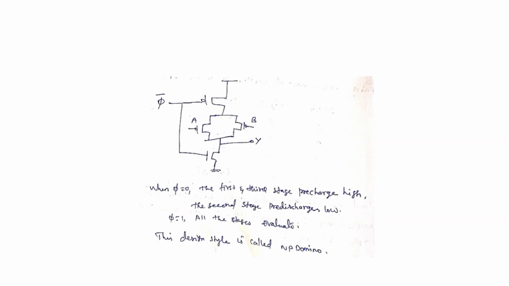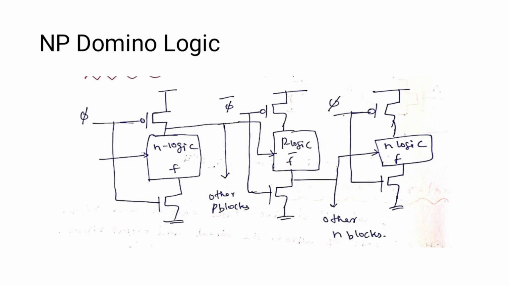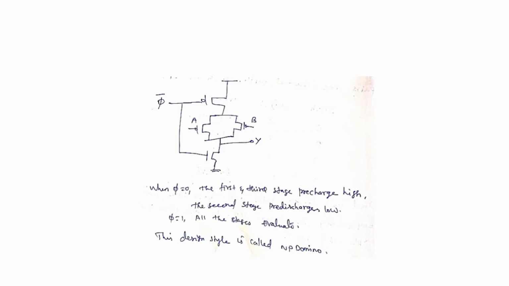I'm taking a simple example for the second stage. When phi equals 0, the first and third stage precharge happens, and the second stage pre-discharge happens. When phi equals 1, all the stages come under the evaluation mode, so the first and third stage come under the evaluation mode. So this design style is called NP domino logic.